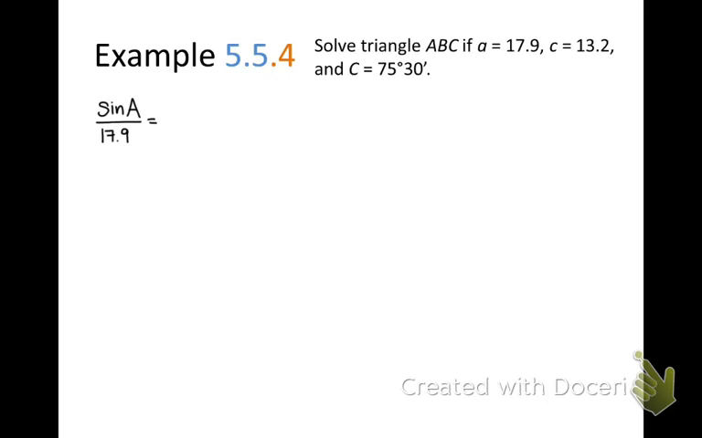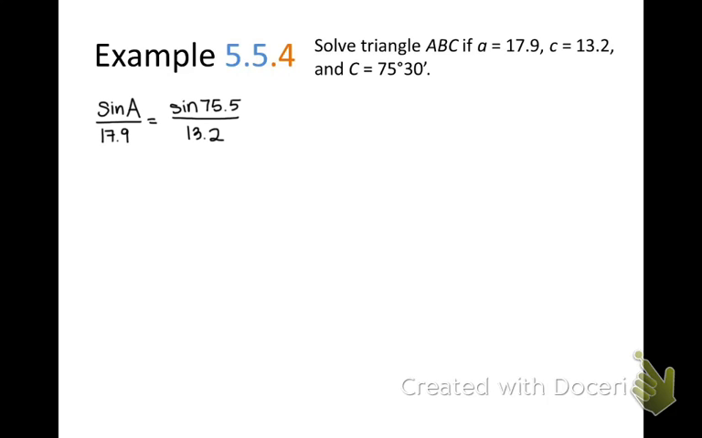Notice that when writing the sine of capital C, I don't want to deal with degrees and minutes. So I'm going to write 75 point. Remember that when converting, we divide by 60. So what's 30 over 60? A half, so 0.5. We're going to put all of that over little c, which is 13.2.